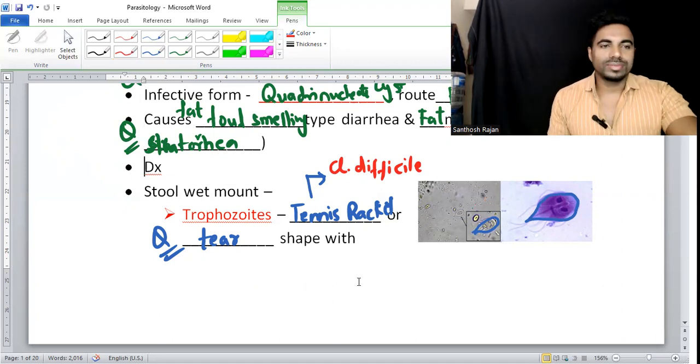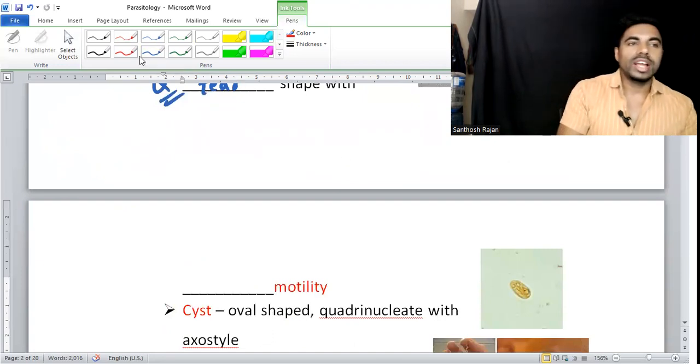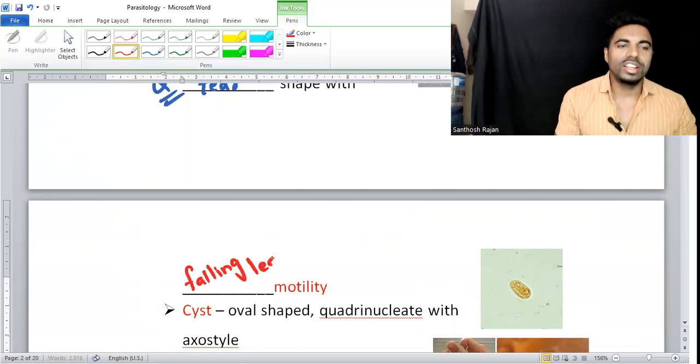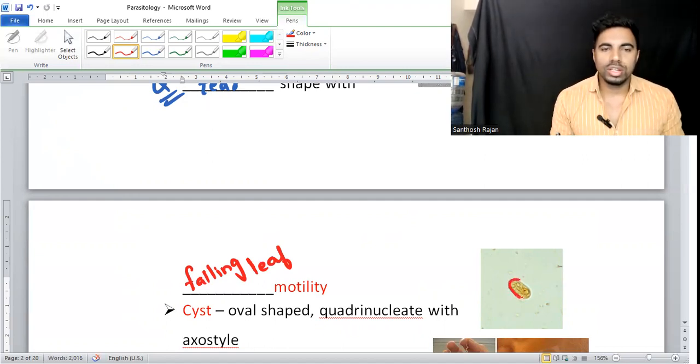Now, that's for the trophozoite. What about the motility? Just now I told you. Gia gir jata hai. So falling leaf. Never ever forget in your life. Falling leaf motility. Gia falls down. The cyst is oval shaped, quadrinucleate. You see, this is the cyst. It's usually like this.